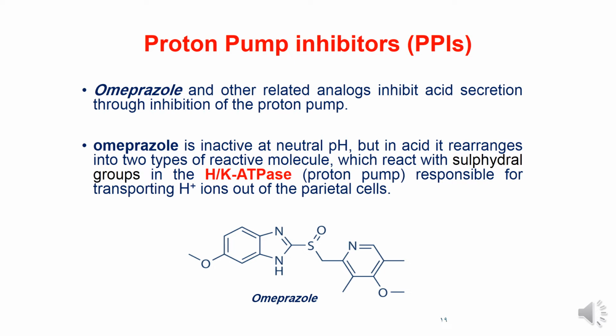Here is the structure of omeprazole. Ome is due to the presence of a methoxy group, pra is due to the presence of a pyridine ring, and azole is due to the presence of a diazole ring. So it is omeprazole. This is omeprazole, which is a proton pump inhibitor acting on the hydrogen potassium ATPase proton pump.